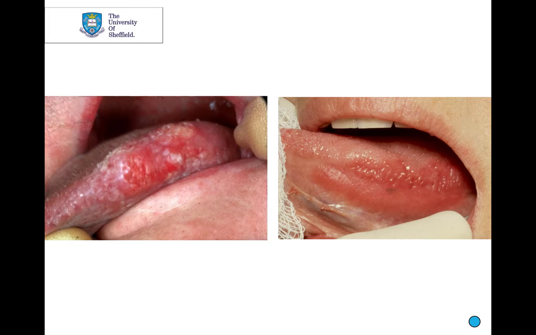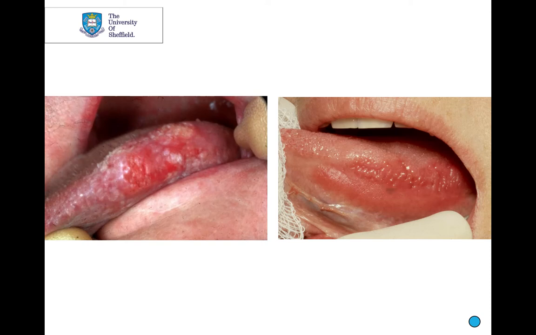What about red and white patches? Well, we've had a look at these on the way through. And the lesion on the left of your screen is a large mixed red and white patch. It is an erythroleukoplakia, and because of its site, it's a high-risk site, and its appearance would be one that would concern you quite considerably.